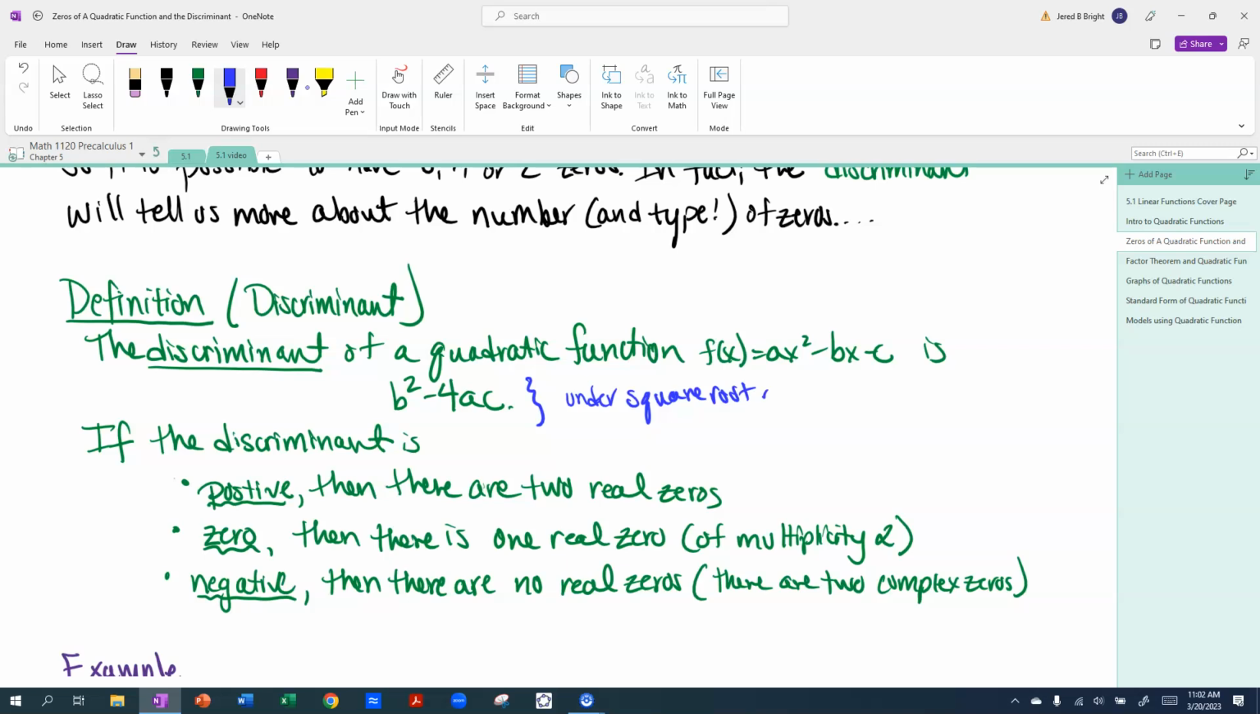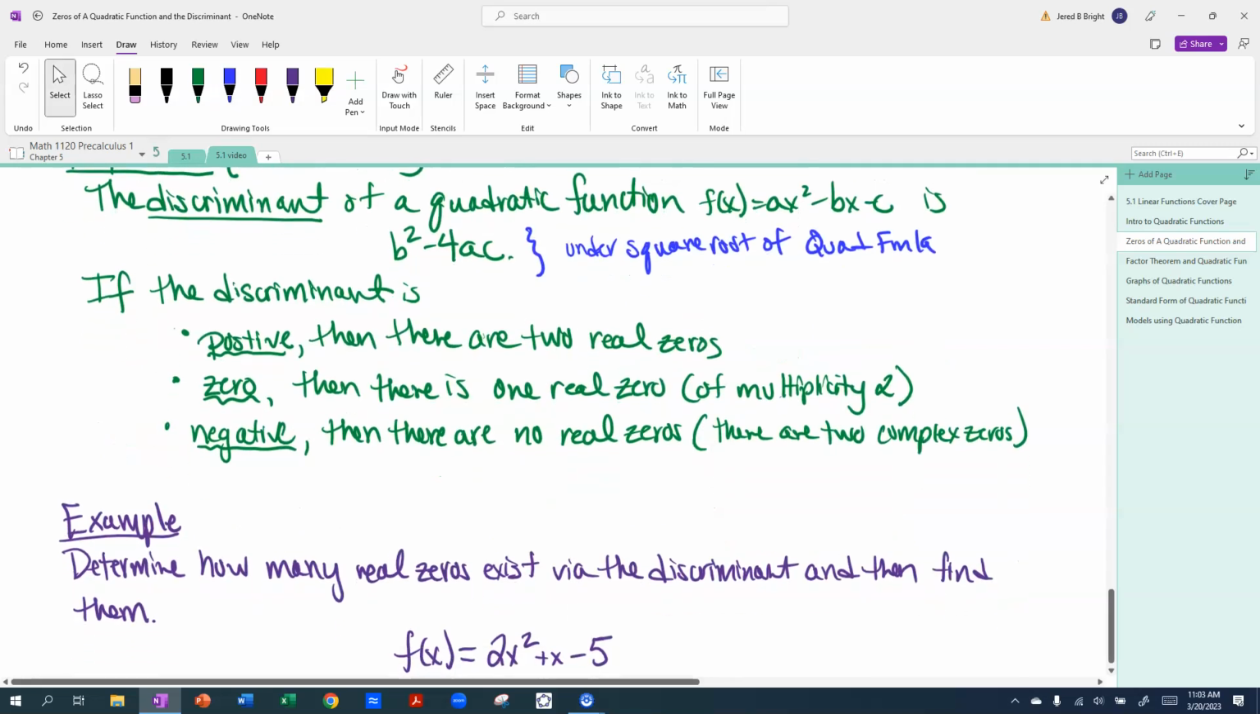So how we use this is that if the discriminant is positive, we say there are 2 real zeros. If its value is 0, then there's 1 real zero, and this multiplicity idea we'll talk more about later. And if the discriminant is negative, then there are no real zeros.